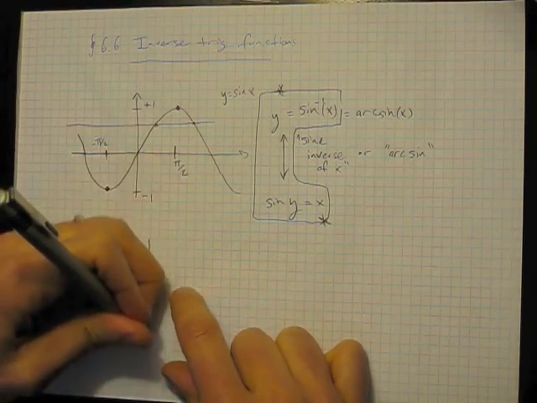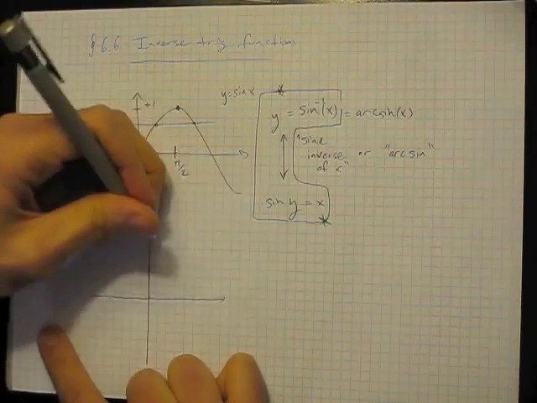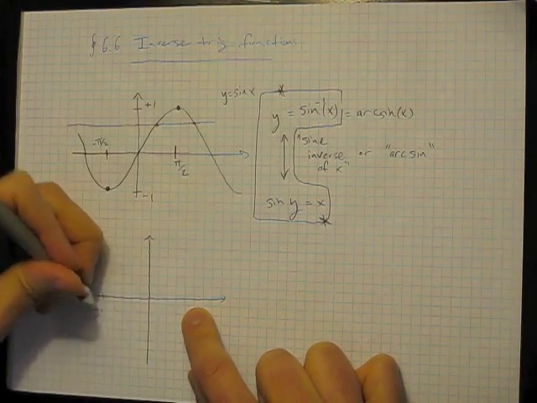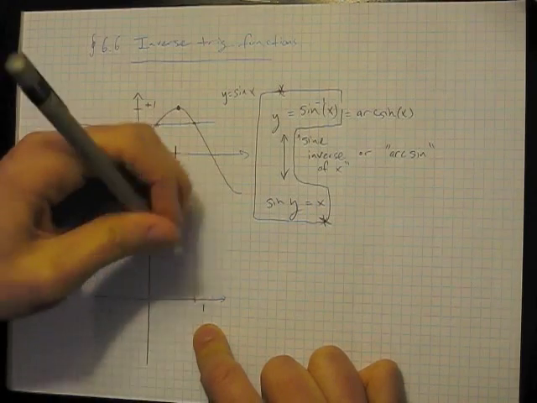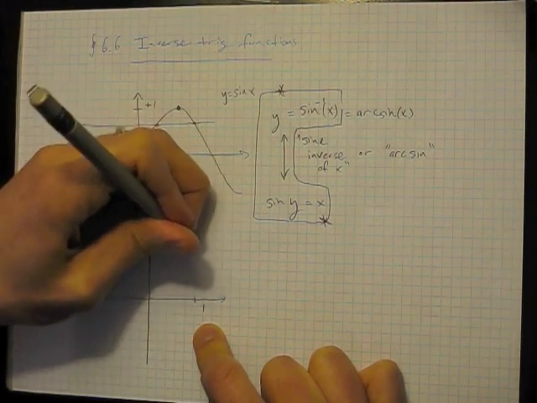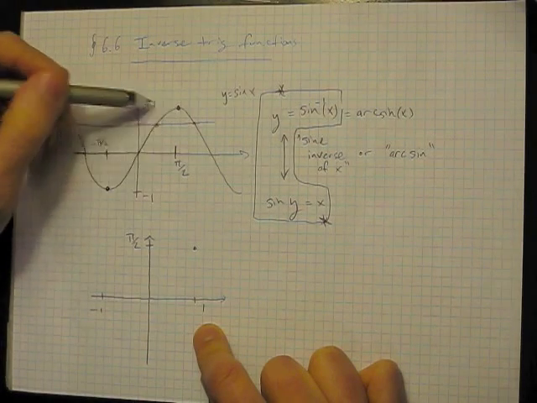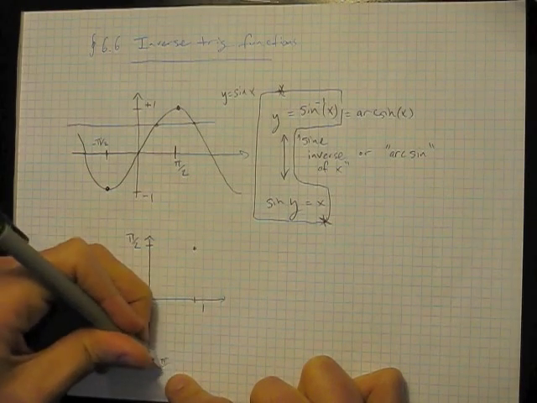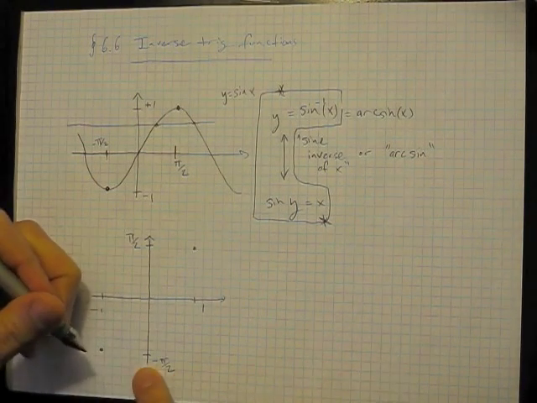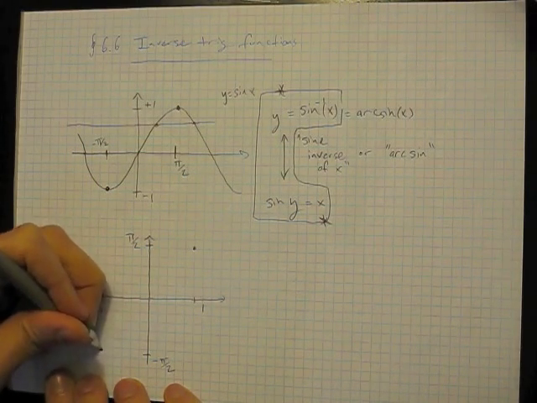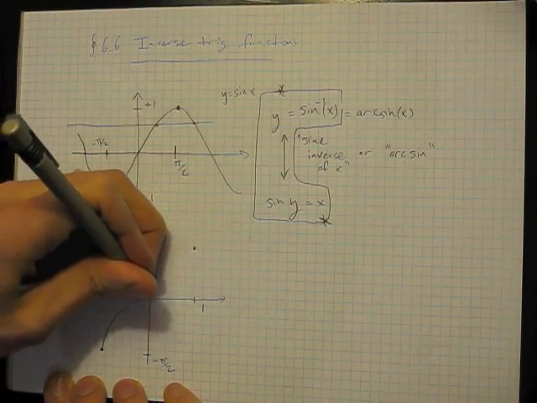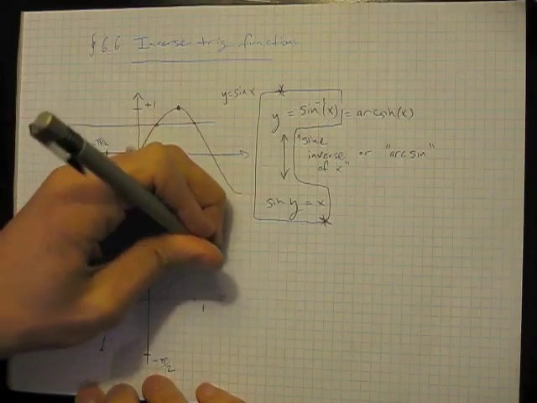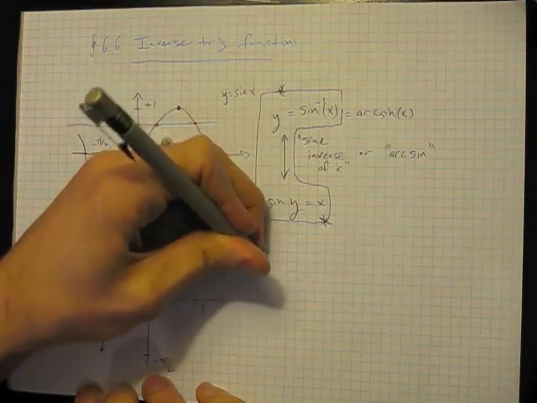So the graph of sine inverse of x has as its domain -1 to 1. So -1 to 1 here. And at 1, it's at pi over 2, because that's where the sine function is. At pi over 2, it's at 1. So at 1, the sine inverse function is at pi over 2. And then at -1, it's at minus pi over 2. And it looks like this. Okay, so this is the graph of the inverse sine function. So this is y equals sine inverse of x.